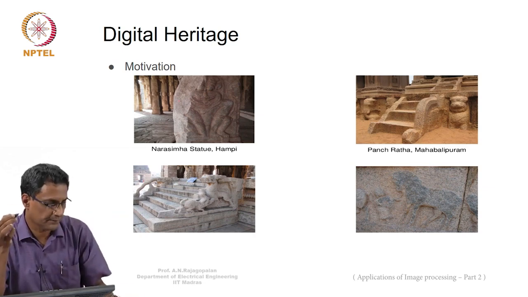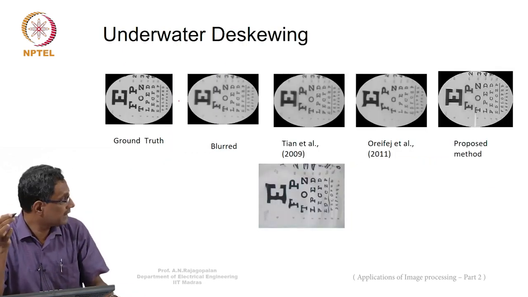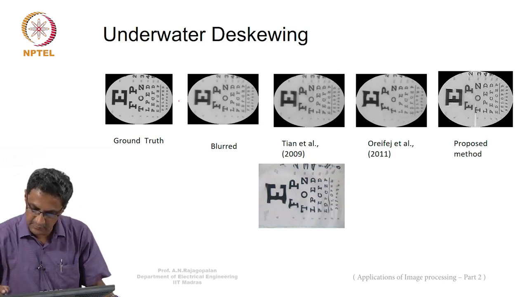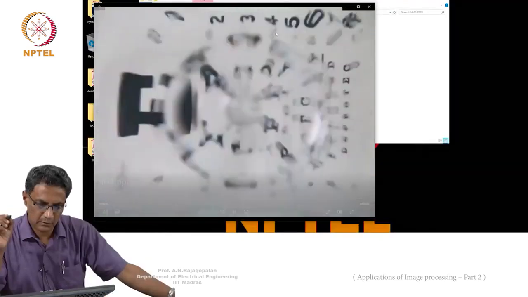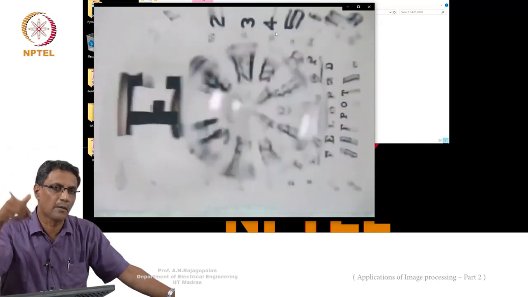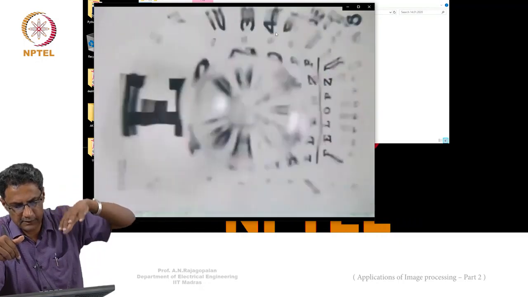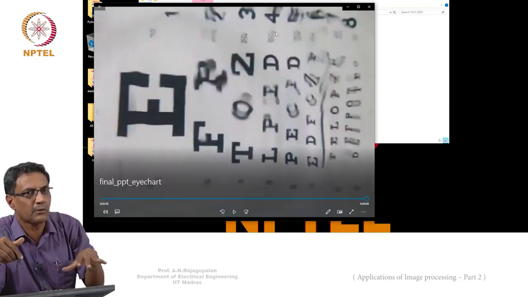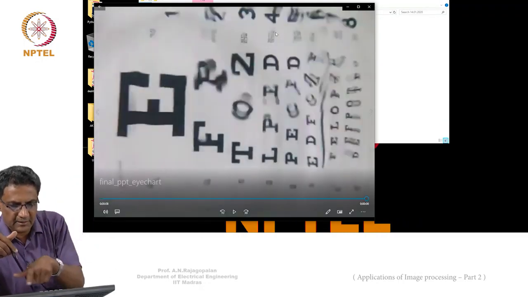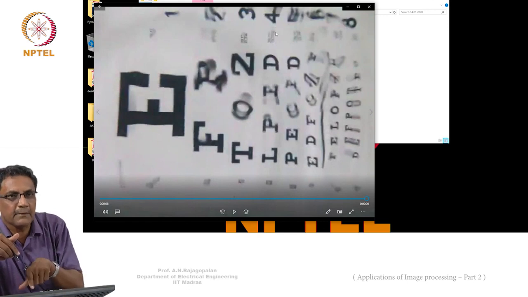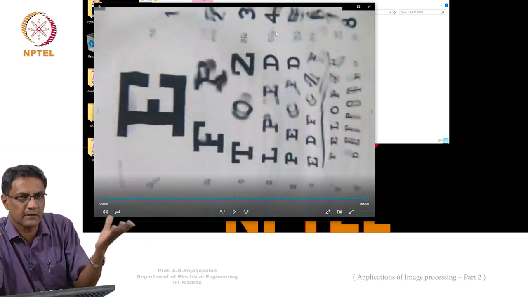And then underwater imaging. Let me see if this video plays. Okay, so this is an aquarium in my lab. If you drop a stone, and there is an eye chart kept at the bottom of the aquarium, you see that there is a skew effect. You see the last frame. This gives you a feel for what happens to those alphabets.